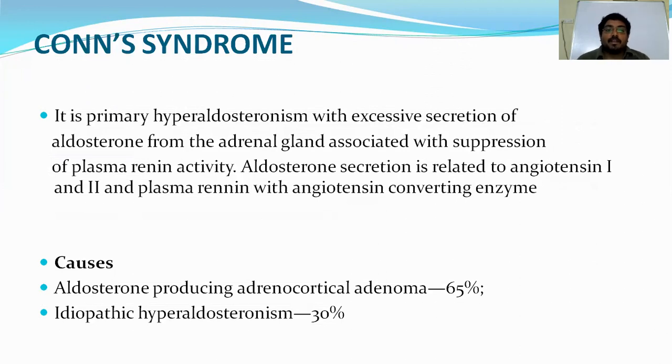Conn's syndrome is a primary hyperaldosteronism, with excessive secretion of aldosterone from the adrenal glands associated with suppression of plasma renin activity. Aldosterone secretion is related to angiotensin 1 and 2 and the plasma renin with angiotensin converting enzyme. Causes: aldosterone producing adenocortical adenoma is 65% and idiopathic is 30%.